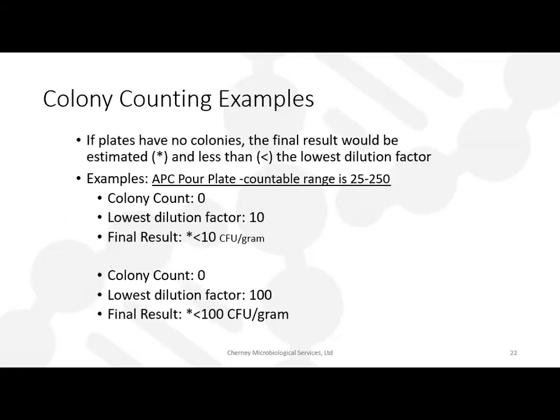So if your plates have no colonies, no growth at all, then your final result would be estimated less than your lowest dilution factor. We'll stick with that APC pour plate, countable range 25 to 250 CFU. Like I said, you don't have any growth, your colony count is 0, your lowest dilution factor is 10. So your final result is an estimated less than 10 CFU per gram. Very similarly, if your count is still 0 and your lowest dilution factor that you set up is 100, then your final result is going to be an estimated less than 100 CFU per gram.